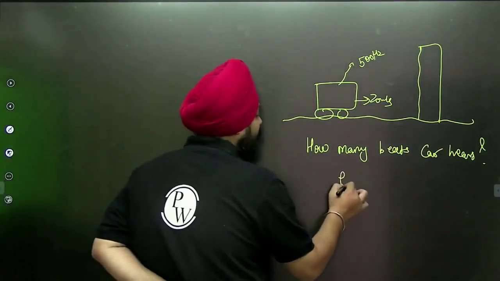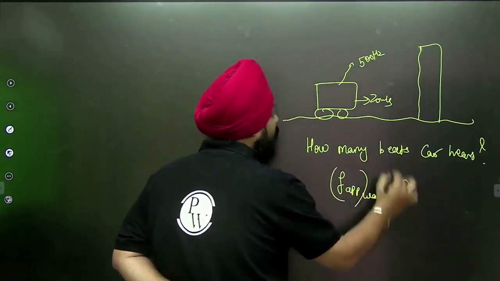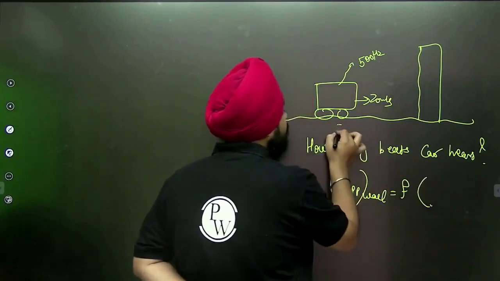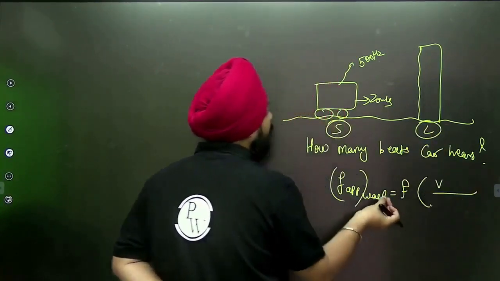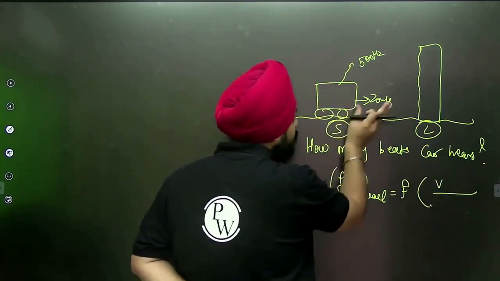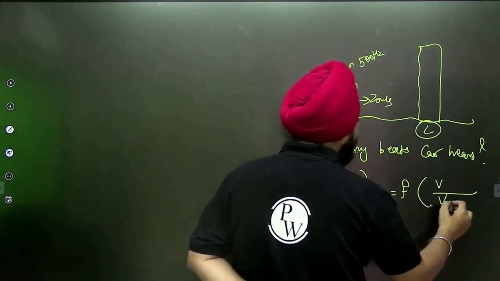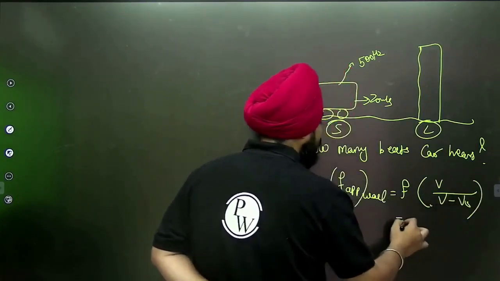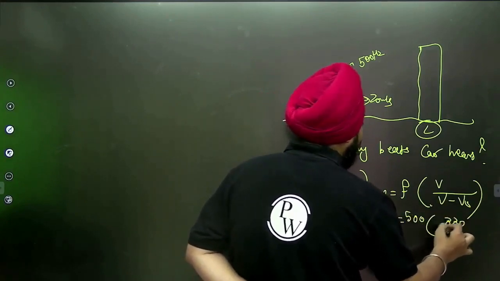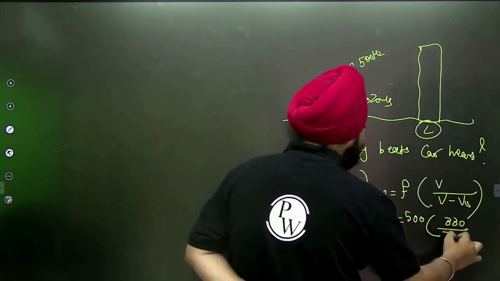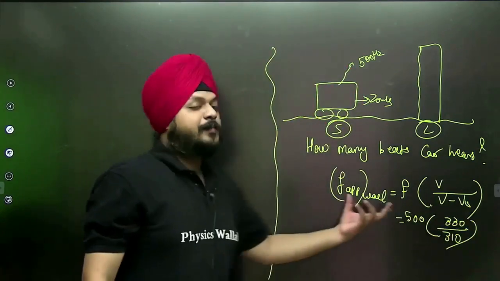Simple. F apparent heard by the wall is equal to F. First the source is the car and the wall is the listener, right? So it is V. We need to increase the value because the source is moving near to the listener. So this is V minus Vs, that is 500 times 330 divided by 330 minus 20, that is 310. So this much frequency is absorbed by the wall.